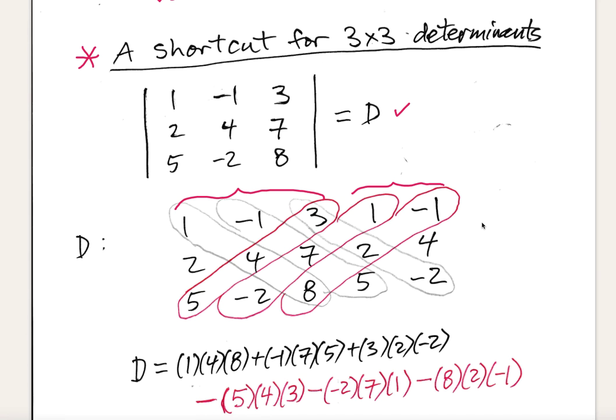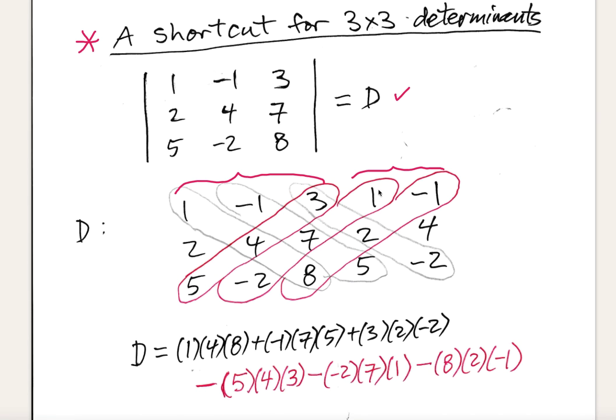Okay. Now, here's what you do. To find the determinant of the corresponding 3 by 3 matrix, to find D, in other words, what I did was circle these diagonals coming from the upper left to the lower right, and they consist of 3 numbers, okay? Do you see those? I've circled those in pencil. So I've got 1, 4, 8, negative 1, 7, 5, 3, 2, negative 2, okay? Notice those appear down here. I'm going to take the products of those, and those are all going to be added together, okay?